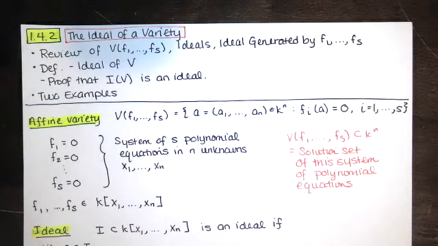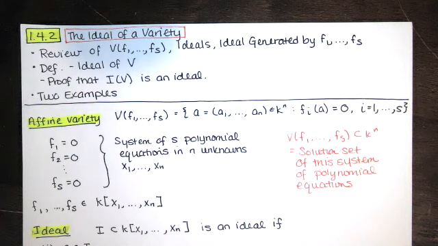In this video, we continue our study of ideals with a discussion of the ideal of a variety. First, we're going to start by reviewing the definition of an affine variety, the definition of an ideal, and then we'll look at a particular example of an ideal. That's the ideal generated by the polynomial functions f sub 1 through f sub s.